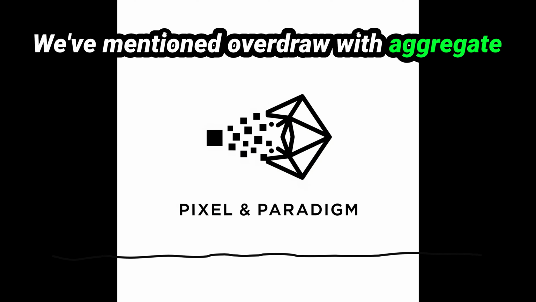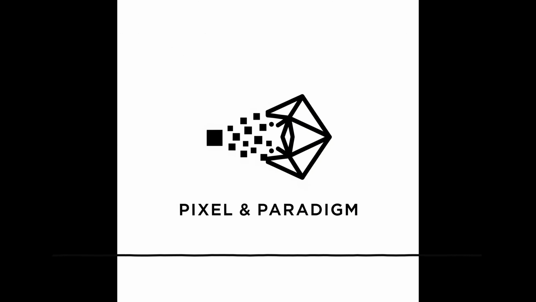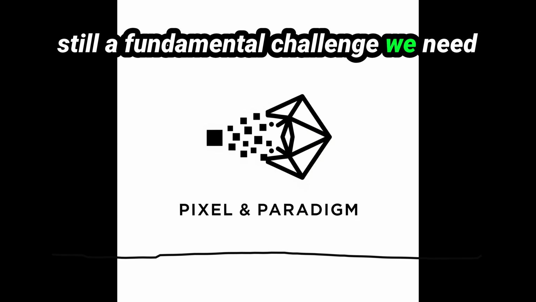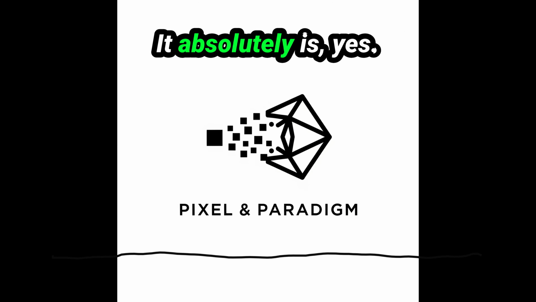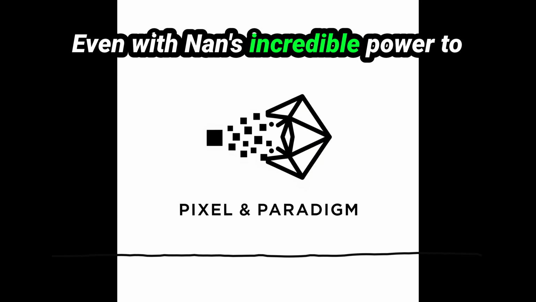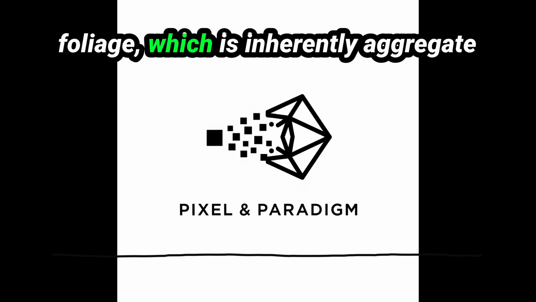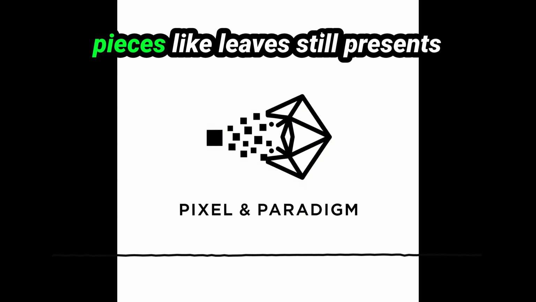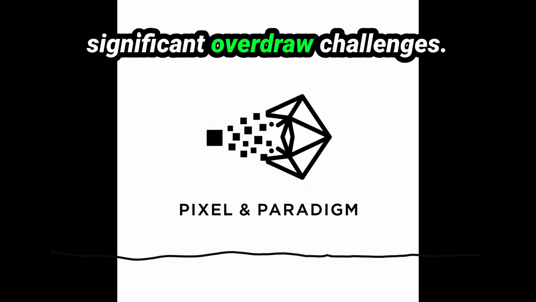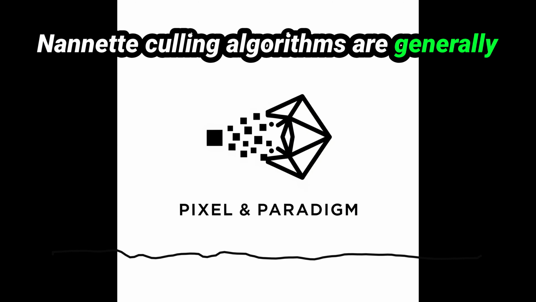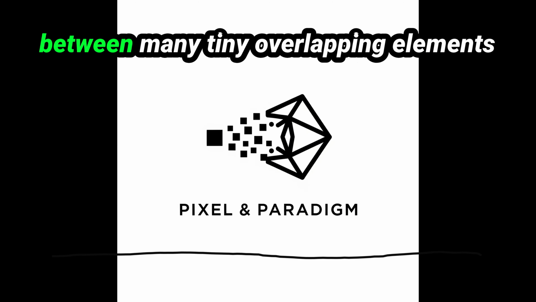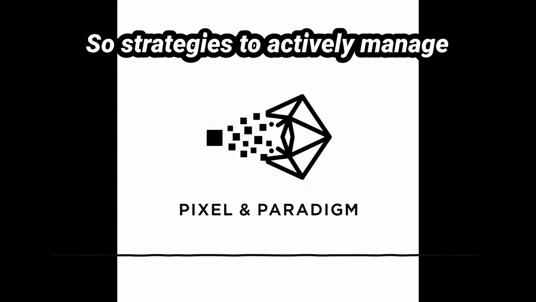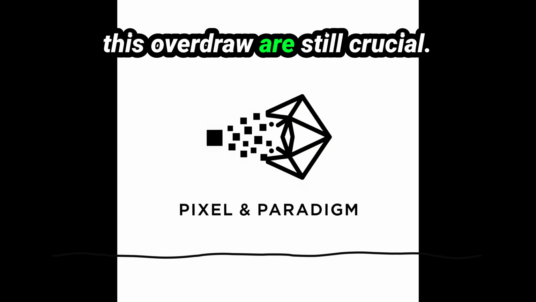We've mentioned overdraw with aggregate geometry quite a few times now. It sounds like even with Nanite handling the raw triangle counts, this is still a fundamental challenge we need to actively manage for dense foliage. It absolutely is, yes. Even with Nanite's incredible power to render geometry, rendering dense foliage, which is inherently aggregate geometry, many small, non-contiguous pieces like leaves, still presents significant overdraw challenges. Nanite's culling algorithms are generally less effective at eliminating occlusion between many tiny overlapping elements within a dense cluster compared to how well it culls solid objects. So, strategies to actively manage this overdraw are still crucial.